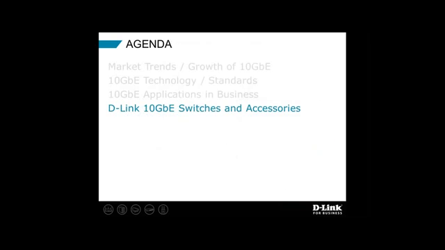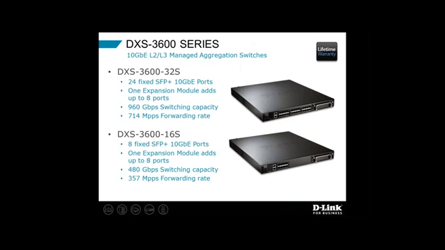Okay, so I went through it pretty fast, but I'm trying to be mindful of time here. The last couple slides I have are some D-Link 10 gig switches. We talked about some of these already in the previous examples. This is D-Link's DXS 3600 series. This is a top-of-the-line layer 2, layer 3 managed aggregation switch.